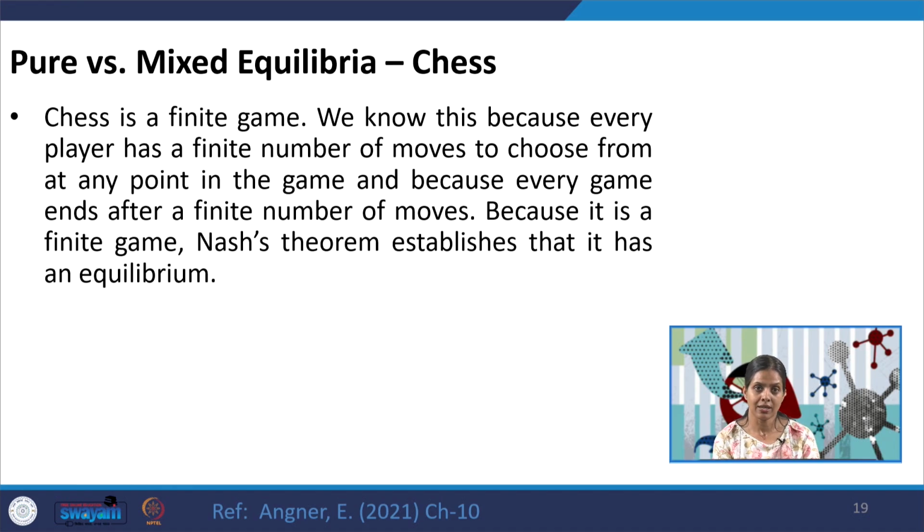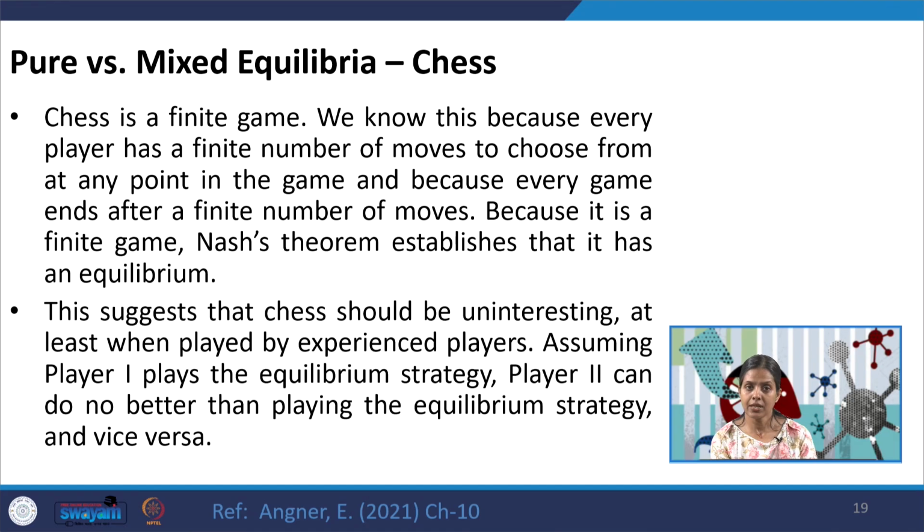Similarly, let us take the example of chess. Chess is a finite game. We know this because every player has a finite number of moves to choose from at any point in the game, and because every game ends after a finite number of moves. Because it is a finite game, Nash's theorem establishes that it has an equilibrium. This suggests that chess should be uninteresting, at least when played by experienced players. Assuming player 1 plays the equilibrium strategy, player 2 can do no better than playing the equilibrium strategy and vice versa, and they are very much predictable, as a result of which the game becomes uninteresting.